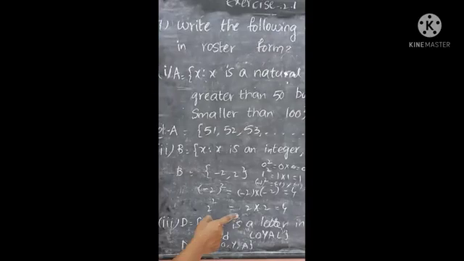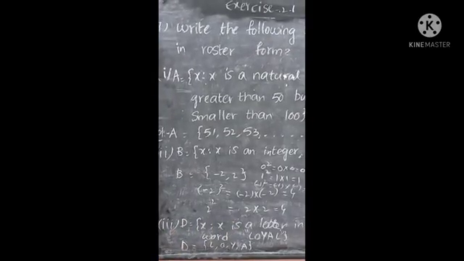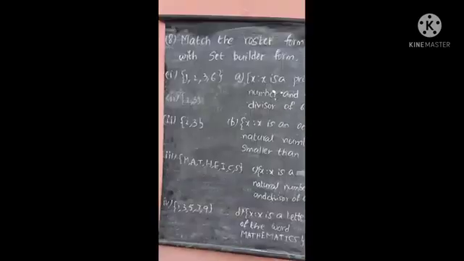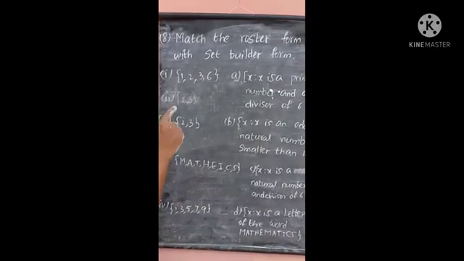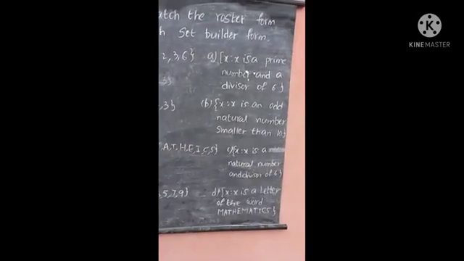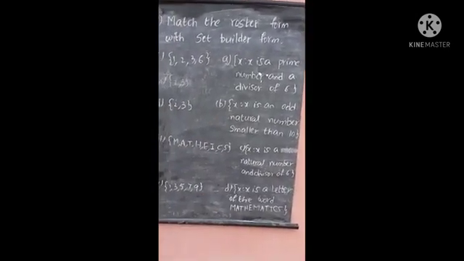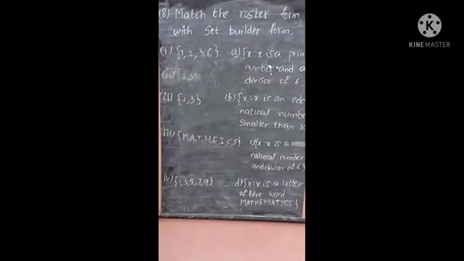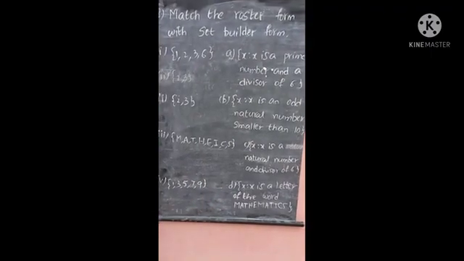Here is the next question, the 8th one. Match the roster form with the set builder form. Here roster forms and set builder forms are given. We have to match these roster forms with the set builder forms. See the first one, 1, 2, 3, 6. Here the elements of the set are 1, 2, 3, 6.